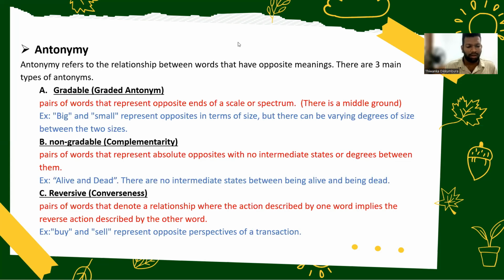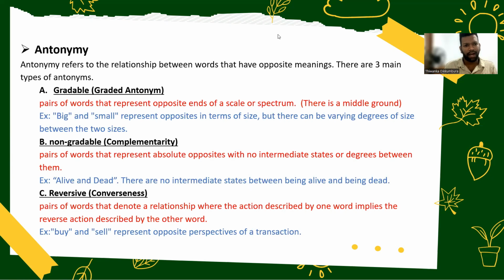For example, big and small. When we compare these sizes, they represent opposite sizes, but there can be varying degrees of size between the two. That means big can be considered very big, somewhat big, or extremely big. They are definitely antonyms, but they are graded. We can grade those antonyms by their varying degrees. There is a middle ground.